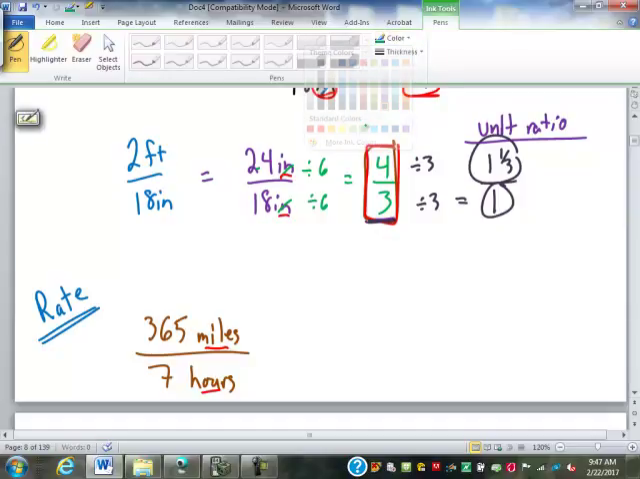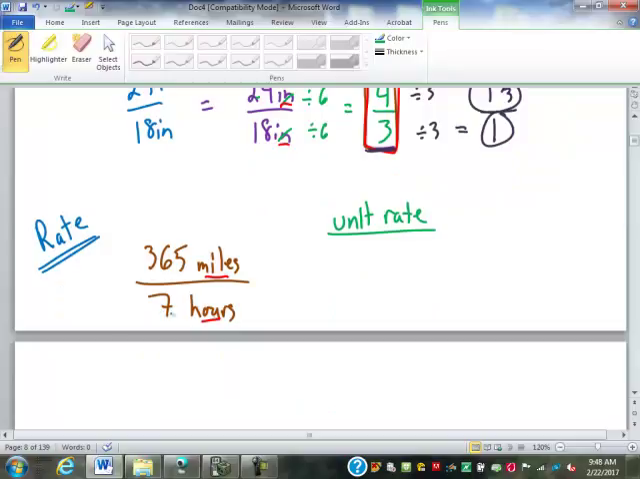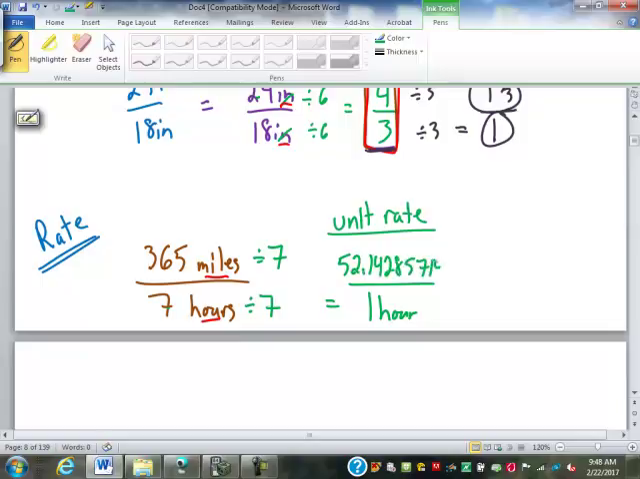A rate, however, is almost always converted into what we call a unit rate. So in the unit rate, the denominator has to be 1. We leave the labels, but we're going to divide out that number of 7. 7 hours divided by 7 is 1 hour. We have a denominator of 1, so we have to divide the numerator by that same number, the 7. 365 divided by 7 is what? 52.142857143 approximately miles.